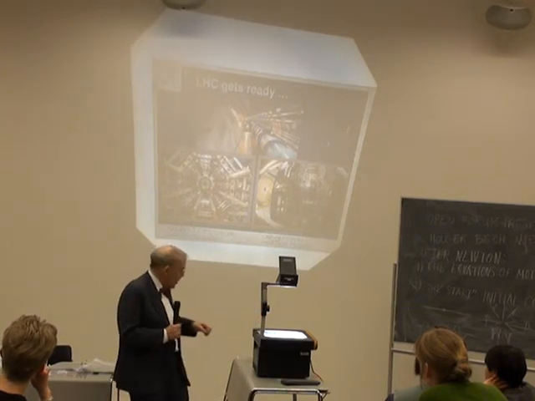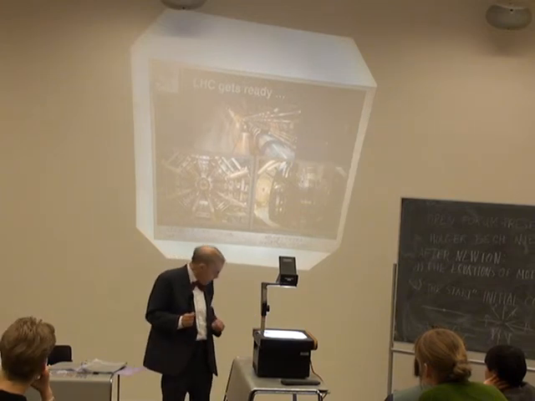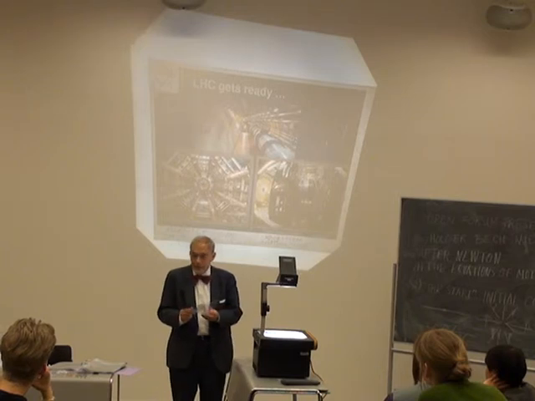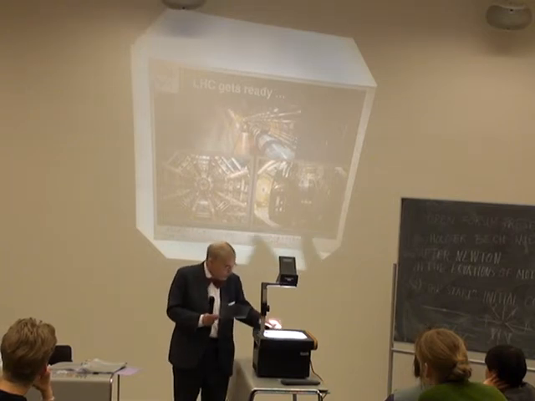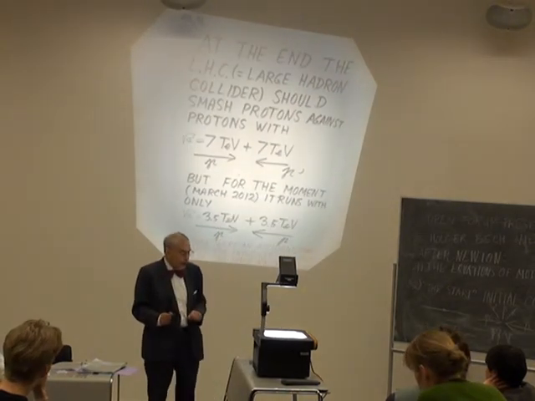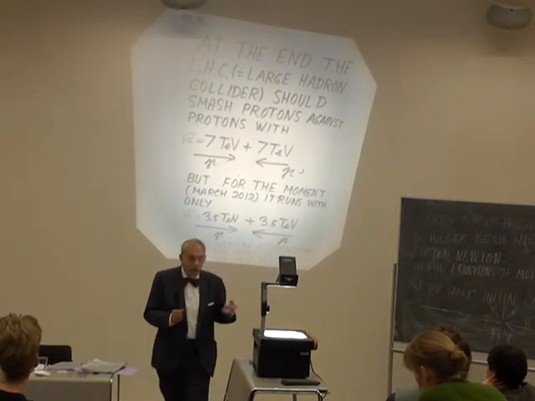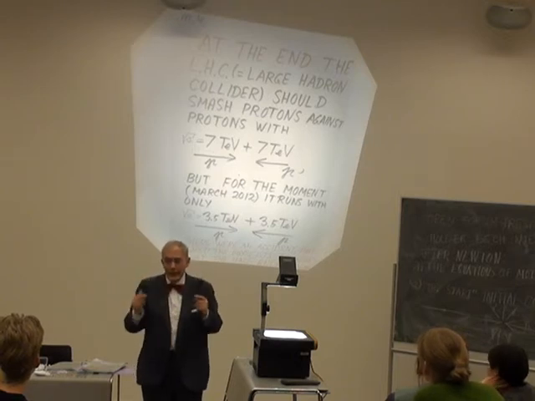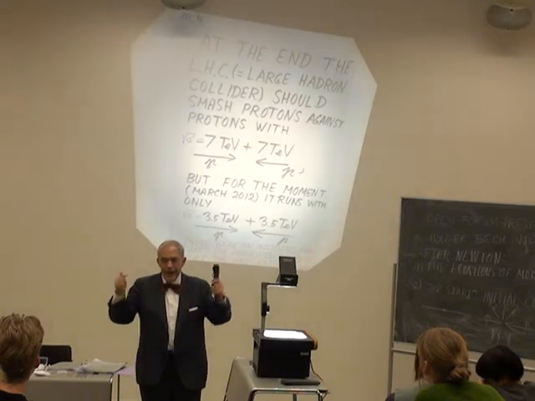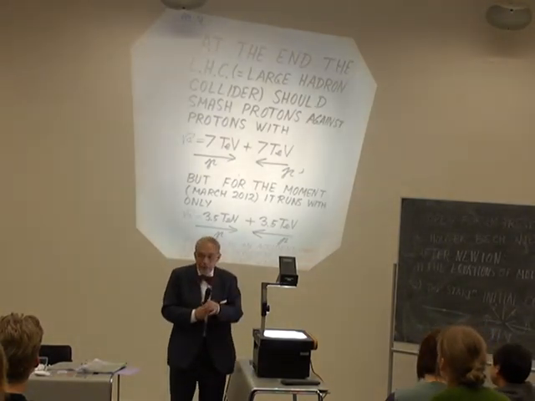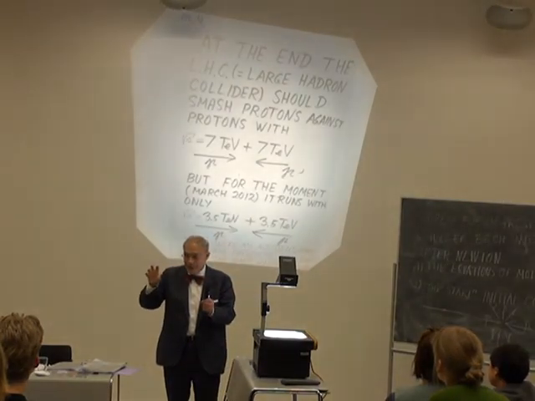But then you want to make your magnetic fields as strong as possible, and the stronger, the higher energy you want the particles to have. So the plan was then that you should go up to 7 TeV, that one proton comes with 7 TeV and the other with 7 TeV, and they collide. And for doing that, you would need very strong magnets.